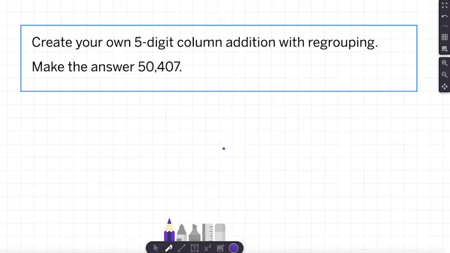51,447. And here is a challenge just to stretch you if you feel like you understand all of those questions well. The challenge is to create your own 5-digit column addition with regrouping, and you have to make the answer 50,407.